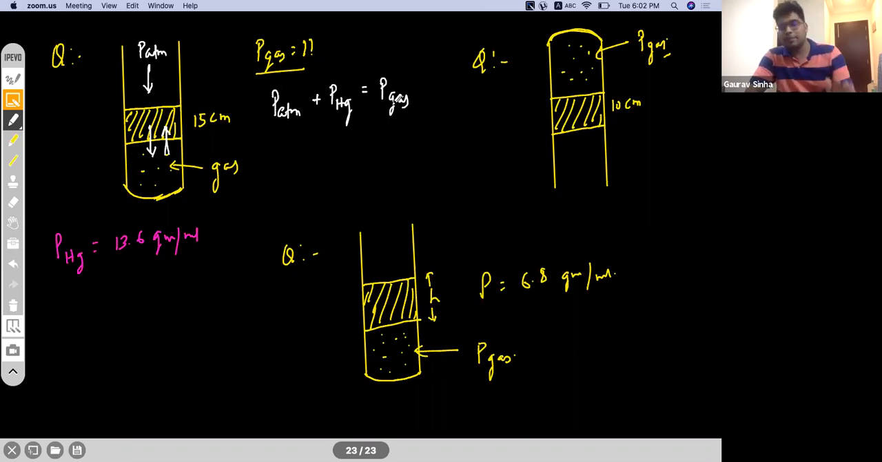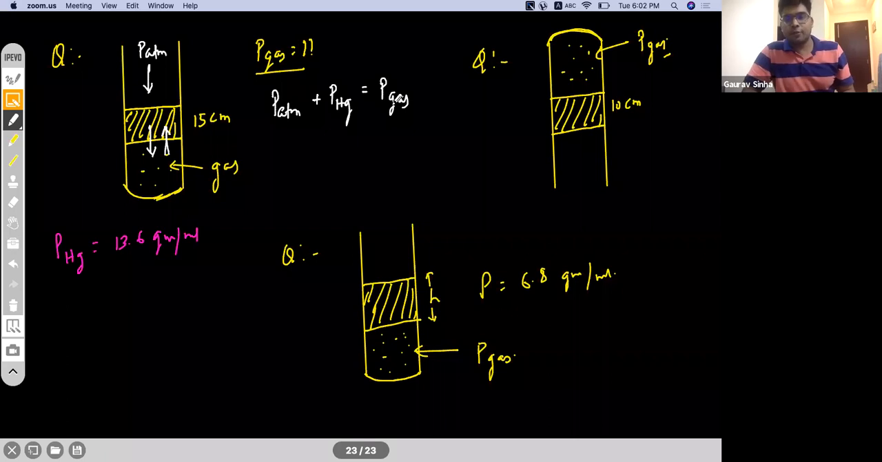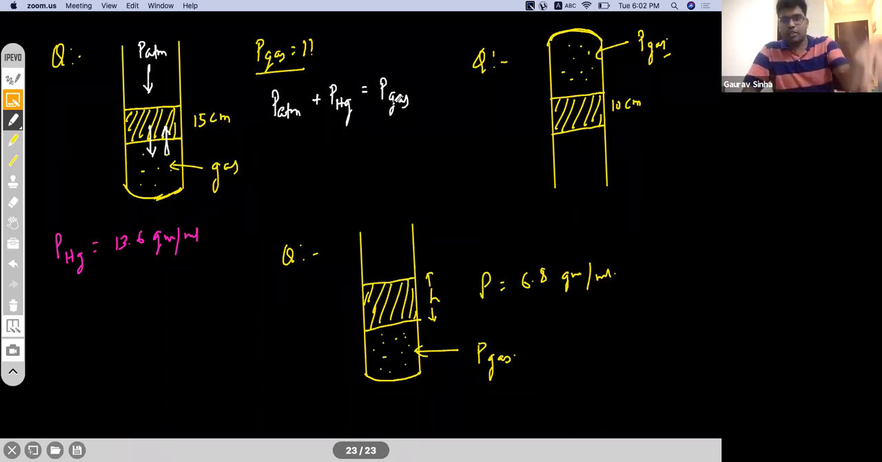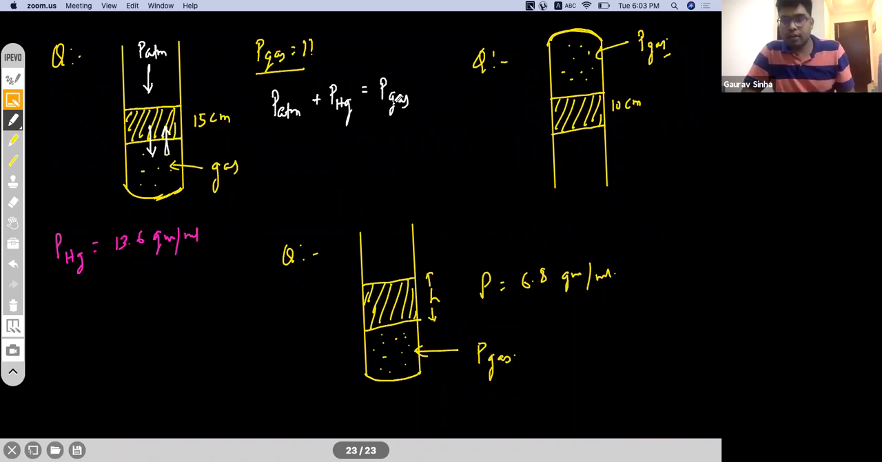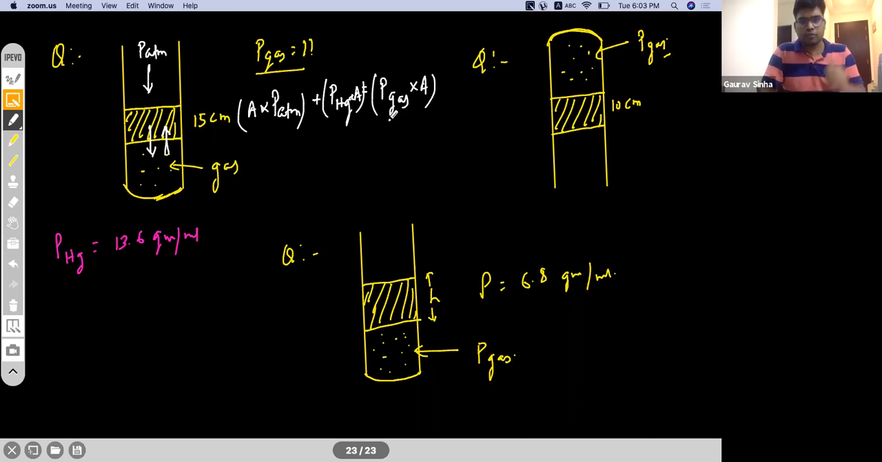I'm not doing anything, I'm just balancing the force. When you balance the force, the cross-sectional area gets canceled, Shraddha. The cross-sectional area is the same. You see, in that expression, the area gets canceled. So you balance the force, pressure into area. This is the force because of the atmosphere, this into A is the force because of the liquid column, and pressure of gas into A is the force because of the gaseous column. So the cross-sectional area gets canceled, and hence we are left with the pressure. Clear?